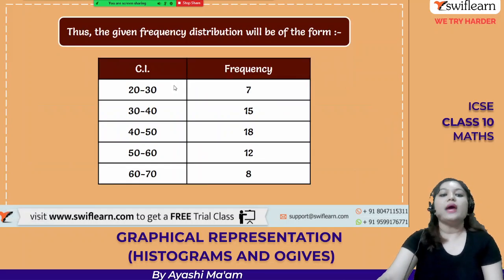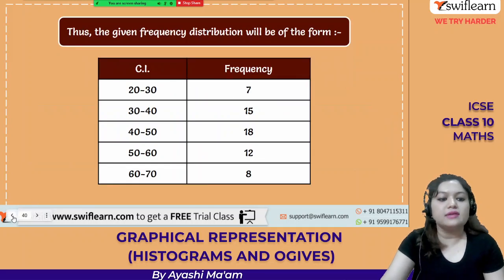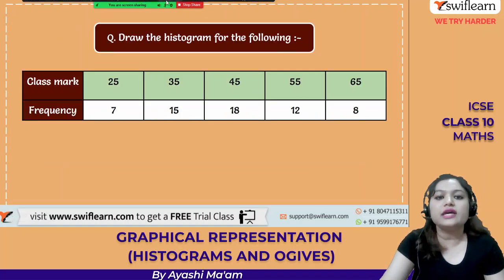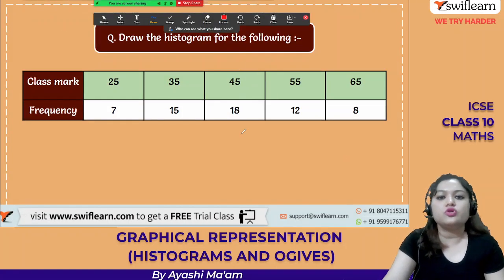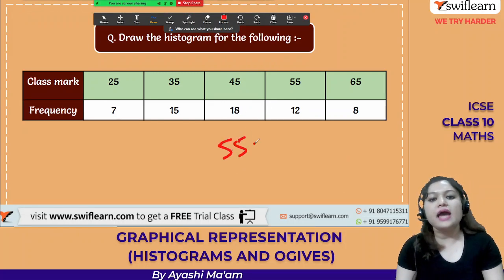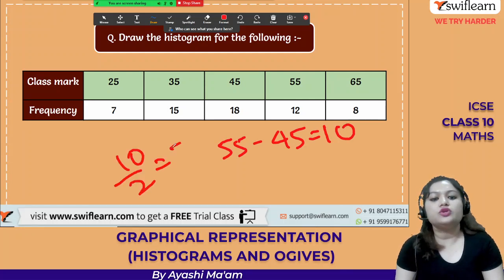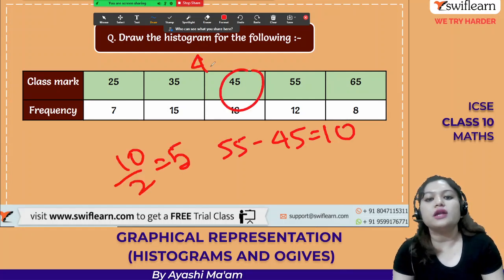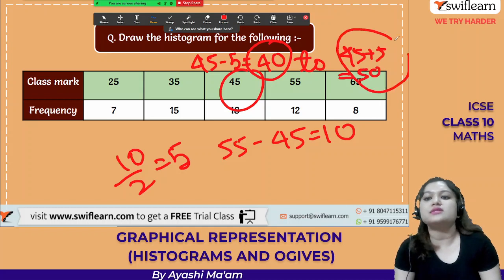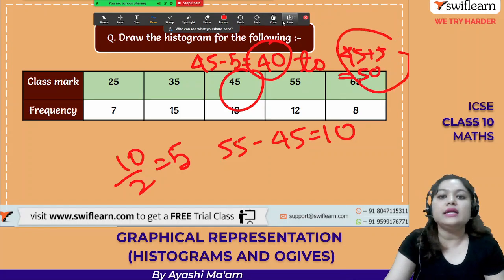And see, 20 to 30 frequency 7, 30 to 40 frequency 15, 40 to 50. How did we get 40 to 50? Let me show it to you once again. So what is happening? 55 minus 45, 10. 10 divided by 2 is 5. So we will do 45 minus 5, that is 40. This will be your lower limit. 45 plus 5, that is 50, and this is going to form your upper limit.